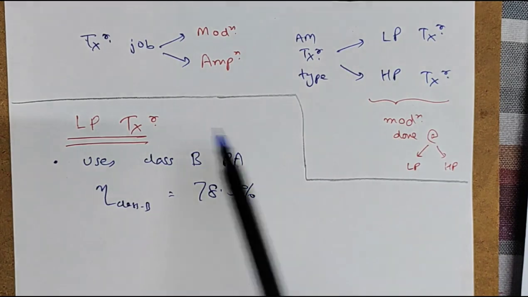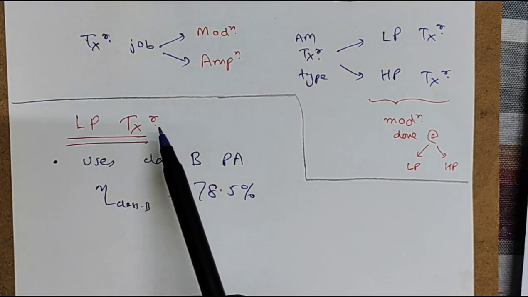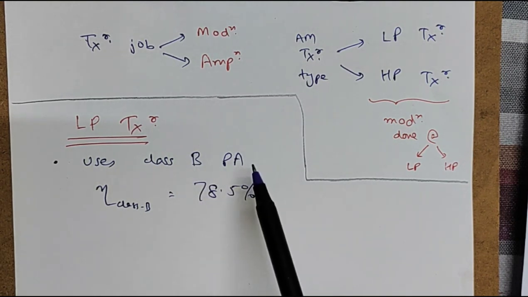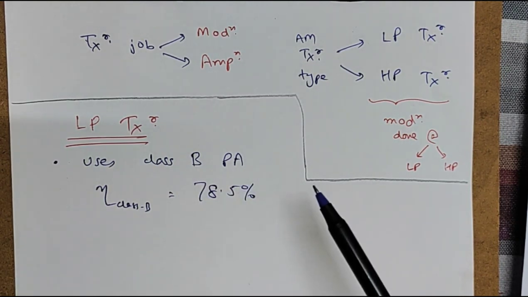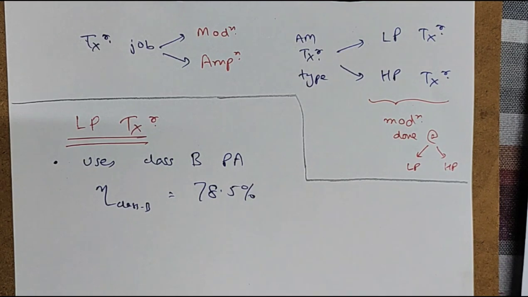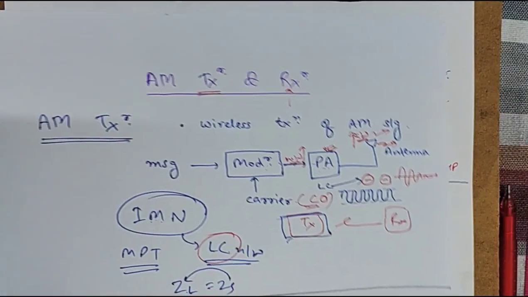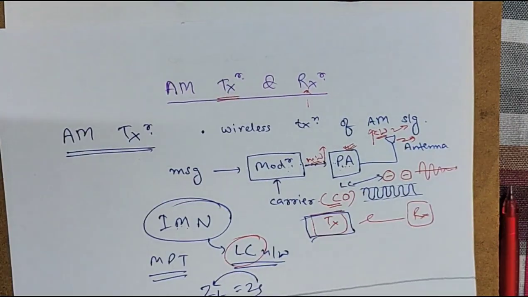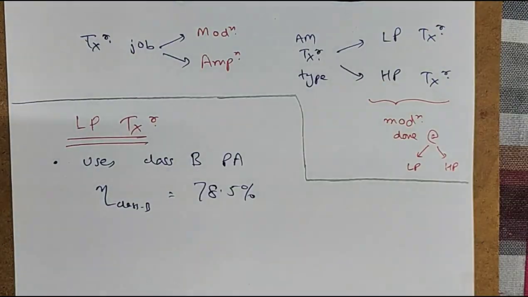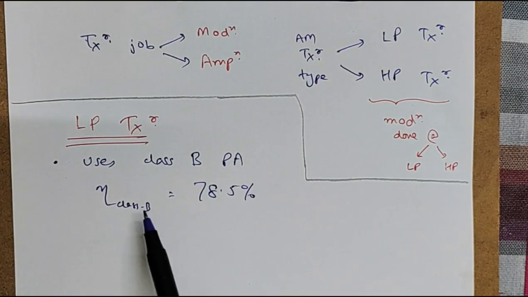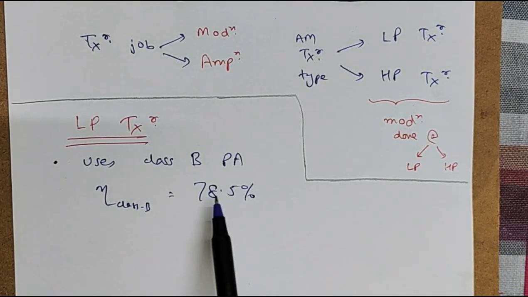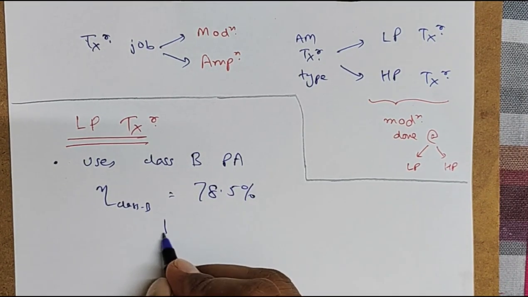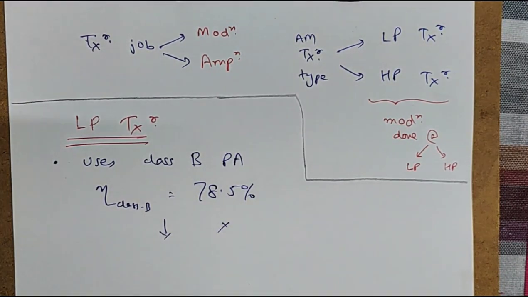Now the first transmitter is the low power transmitter. This transmitter uses a class B power amplifier to amplify the modulated signal. You see here, this power amplifier will be of class B type. But there is a problem with using class B. The theoretical efficiency of a class B power amplifier is 78.5%. Since the efficiency is less, it is not used. Okay.